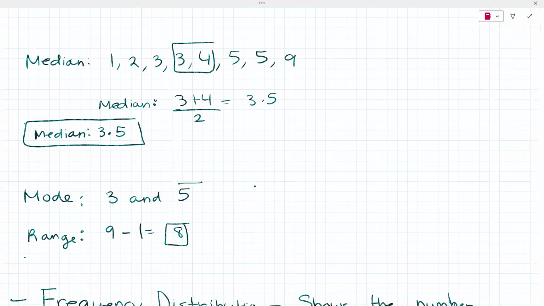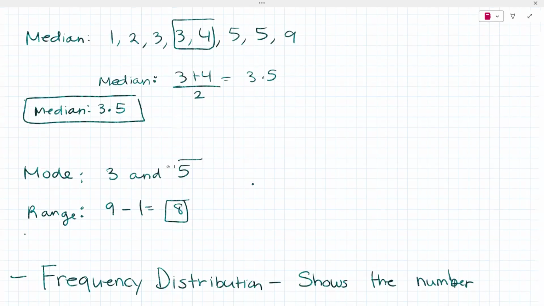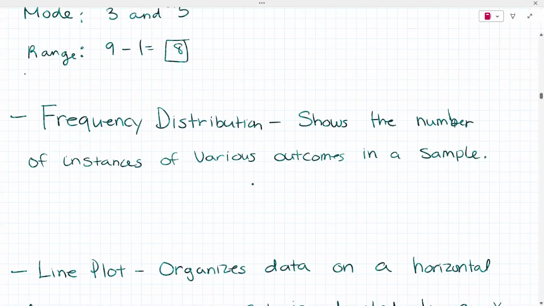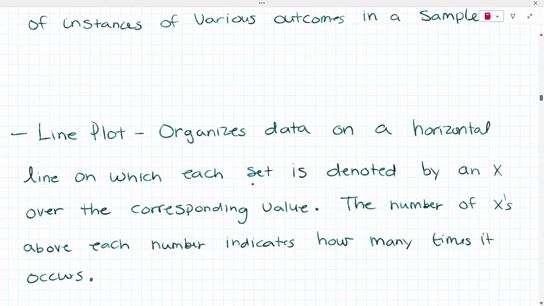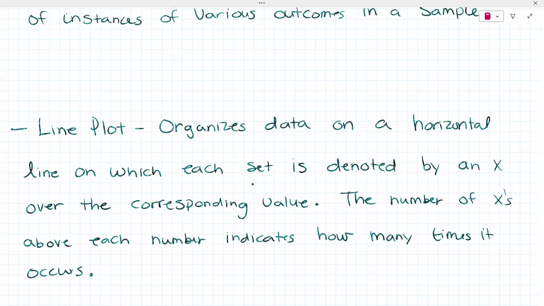Okay, so we went over mean, median, mode, and range. Now let's talk about frequency distribution, line plot, outliers. So frequency distribution shows the number of instances of various outcomes in a sample. A line plot organizes data on a horizontal line, which each set is denoted by an X over the corresponding value. The number of X above each number indicates how many times it occurs.